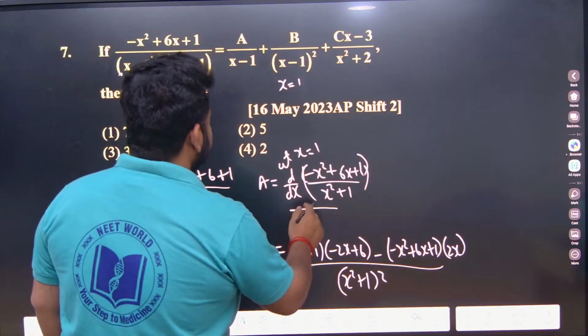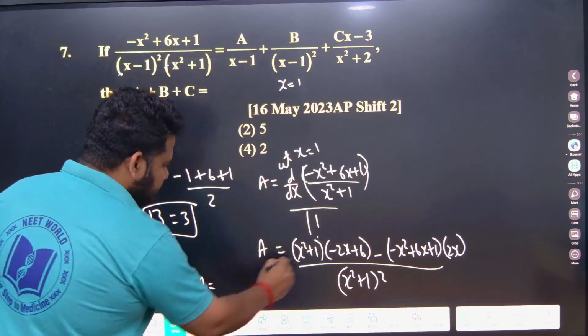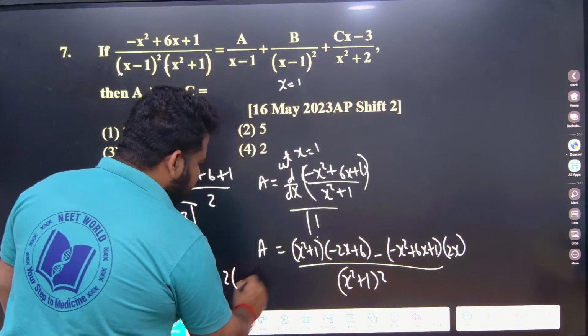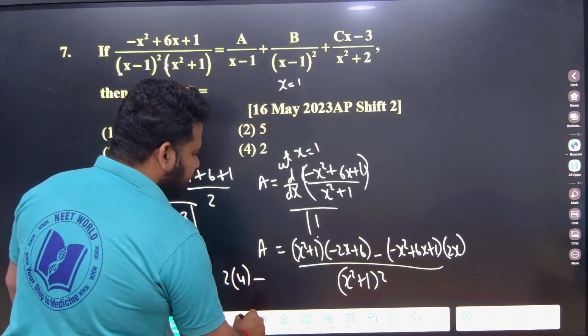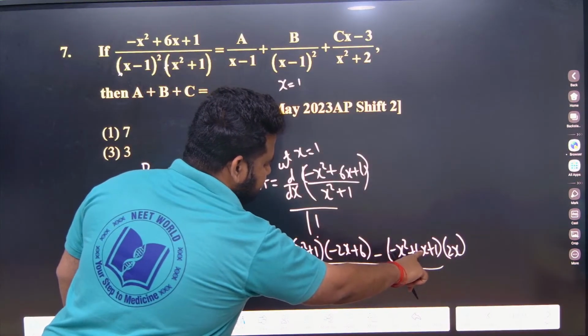And what I should put? x is equal to 1. If I put x is equal to 1, a will be equal to what here? This will be 2 minus 2 plus 6. So 2 into minus 2 plus 6 is what? Minus 2 plus 6 is plus 4. 2 into 4 minus, this is minus 1. Minus 1 plus 1 cancels. I am having 6 here.